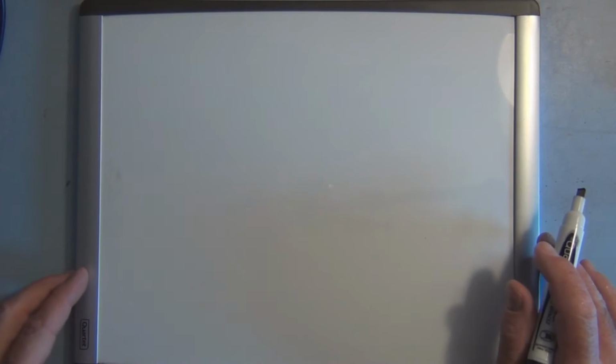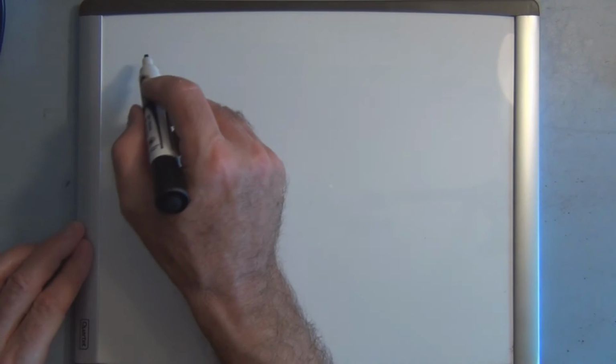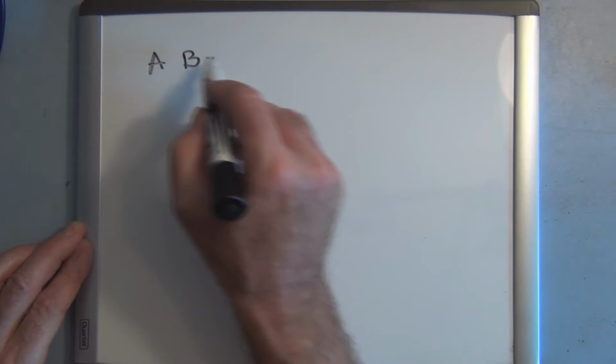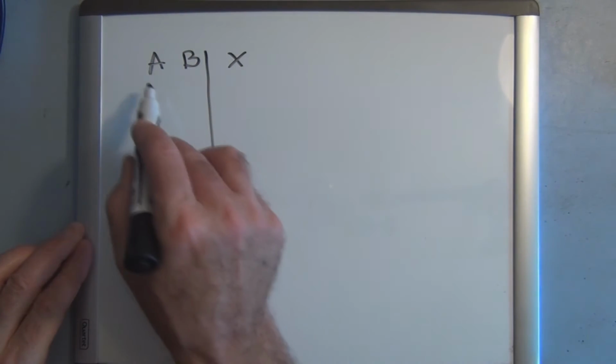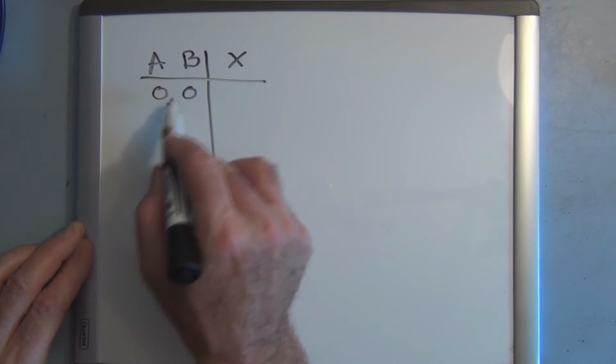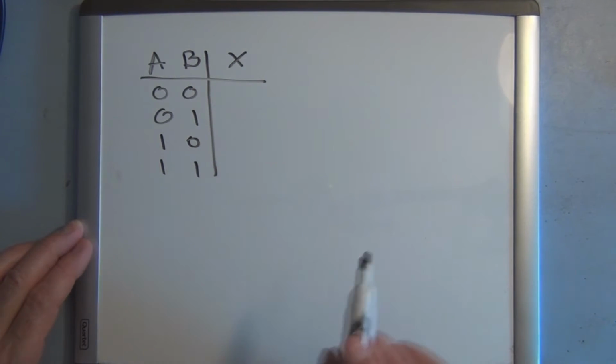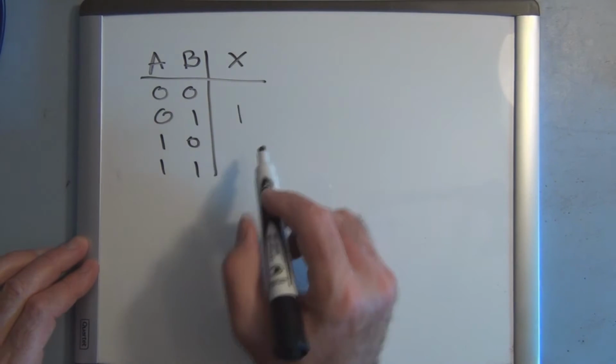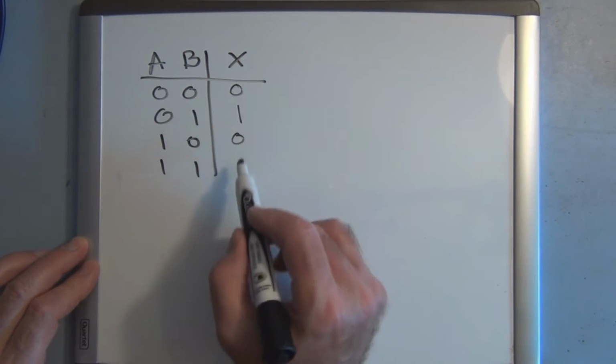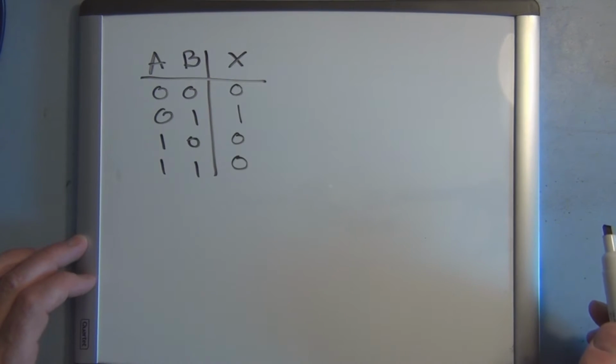With that background information, let's see how we can go about designing a simple logic circuit based on the output criteria, summarized in a truth table. Start with a truth table with inputs A, B, and output X, with rows 0 0, 0 1, 1 0, 1 1, and say we want an output that is high for this particular case and low for these other three cases.